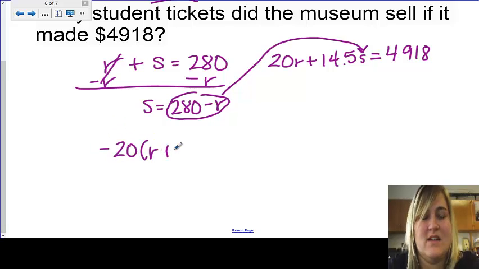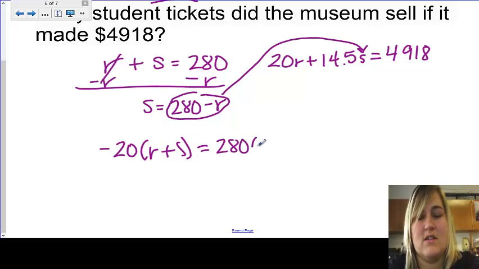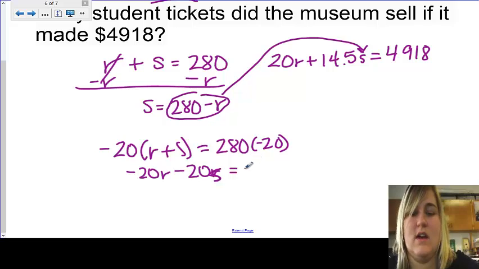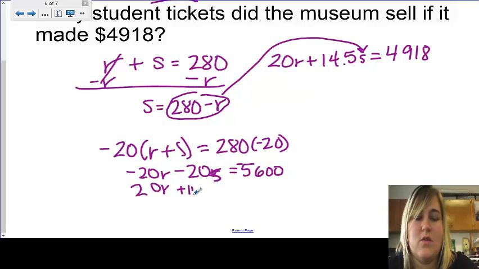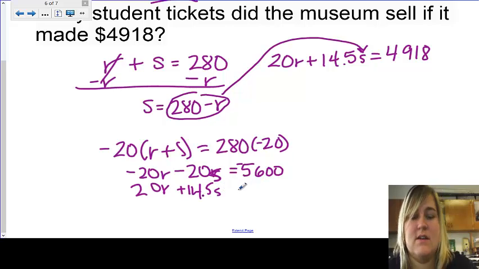Negative 20 times R and S, and then I have to multiply on the other side also. So I have negative 20R minus 20S equals, and then negative 20 times 280 is going to give us negative 5600. Then I'm going to stack this other one underneath. So I have 20R plus 14.5S is equal to 4,918.